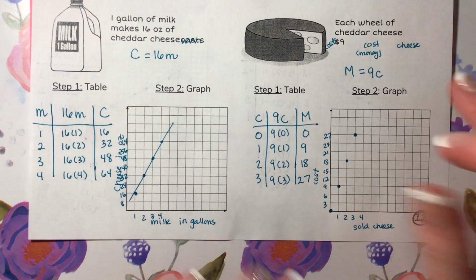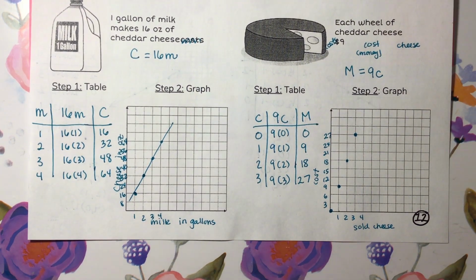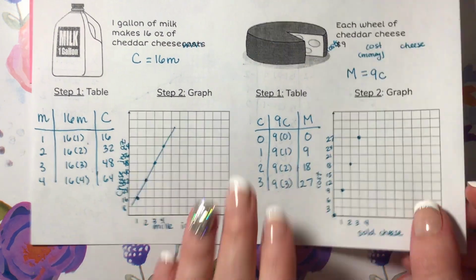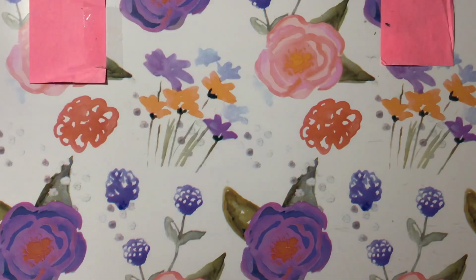Now, we are not going to connect the dots on this graph because he is not selling 1/3 of a wheel of cheese. He's not selling half of a wheel of cheese. He's only selling full wheels of cheese. So that means that the graph will not continue for all values. It needs to be those specific number pairs. So that's kind of the difference between continuous and discrete in a real world application.